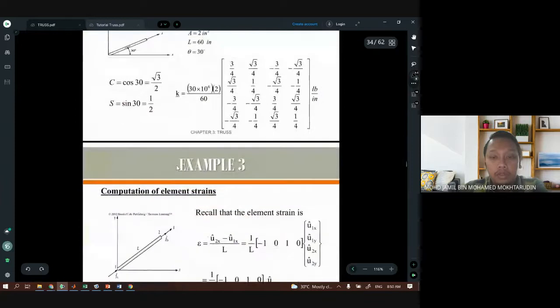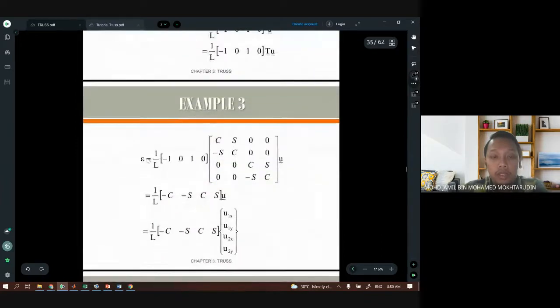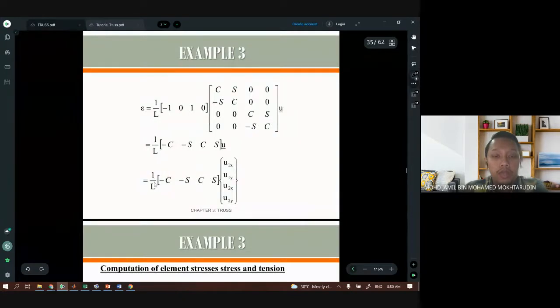The next formula that you need to remember is how to find the strain within the bar. Epsilon equals 1 over L times this matrix of cosine and sine of the same angle, multiplied by the displacement. Here u1x and u1y represent the displacement of the first node, the smaller node number, and u2x and u2y is the displacement of the next node.